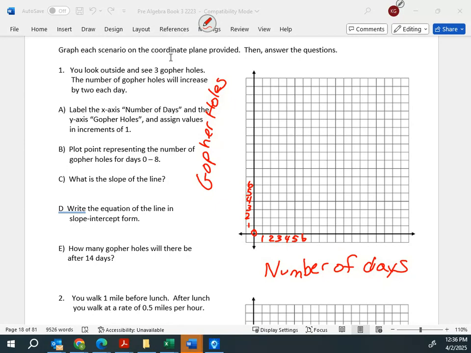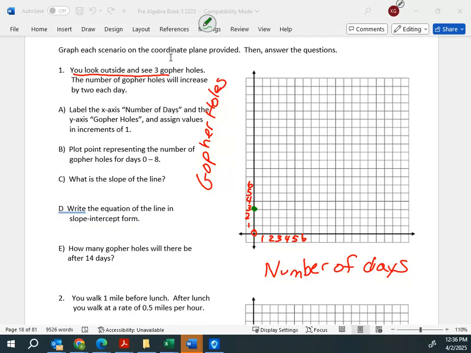B says plot points representing the number of gopher holes for days 0 to 8. Well, on day 0, how many gopher holes did we see? You look outside and see 3 gopher holes. 3. So we're going to go up and say we're starting with 3 holes. So already there's 3 holes. So we plot that first point.